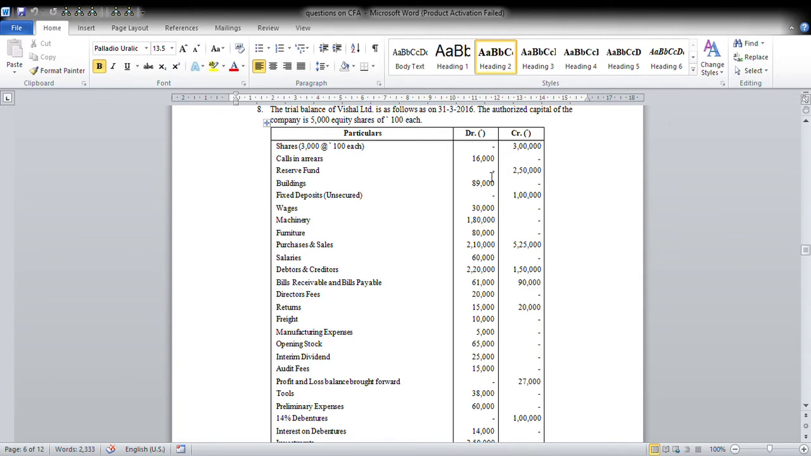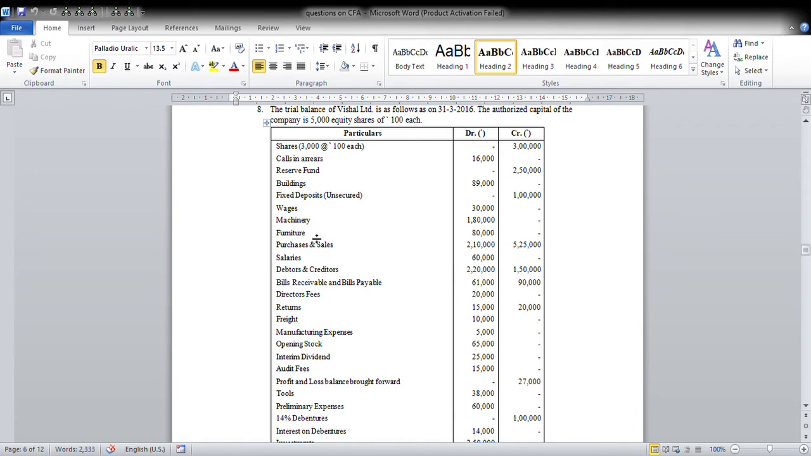Now coming to the next one here, the buildings. Now the buildings will be shown under the fixed assets. Again, under the fixed assets we have a group called tangible assets. So show buildings under tangible assets. Then followed by, here we have fixed deposits which have been unsecured. Because it's been given under the credit, that means it becomes a part of a liability. So therefore the fixed deposits which have been unsecured can be shown under the long term borrowings, or otherwise you can also put it under other long term loans.